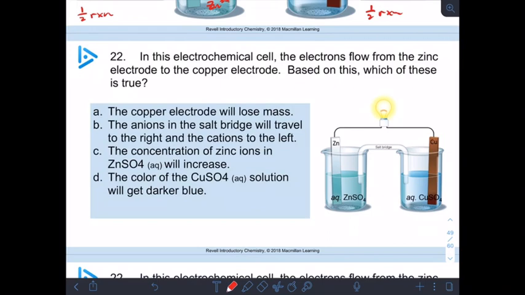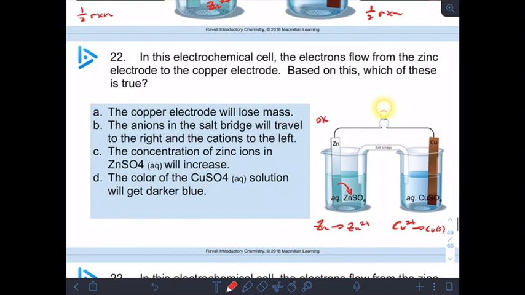So in this electrochemical cell, the electrons will flow from the zinc electrode to the copper electrode. Based on this, which is true? So for flowing from the zinc to the copper, remember that the left-hand side is zinc solid being oxidized to zinc 2+. So zinc is becoming ions. And on the right-hand side, we have copper 2+ becoming copper solid, which is a reduction. So oxidation on the left, reduction on the right. So we have copper ions becoming copper solid. So let's take a look at our answers here. Copper electrode will lose mass. That's not true.